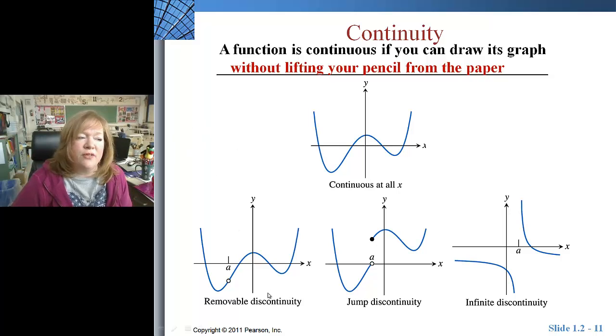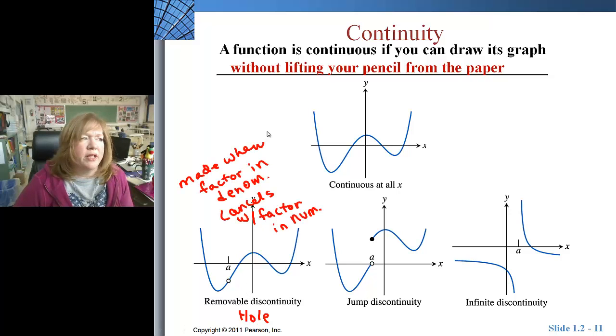So there are different types of discontinuities. Right here, you have the holey graph. This one is considered a hole, and what creates a hole in a function is when a factor in the denominator cancels with a factor in the numerator. Even though those cancel out in our original function, they were there, so you have to graph a hole there. A jump discontinuity, you can see that there's a gap between here and here. The graph jumps from here to here. There's not much else I can say about that one.